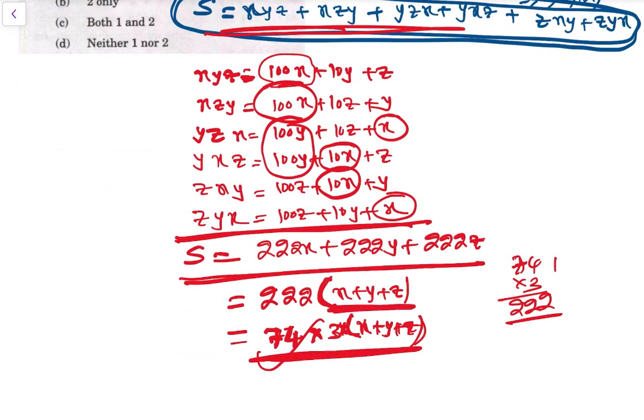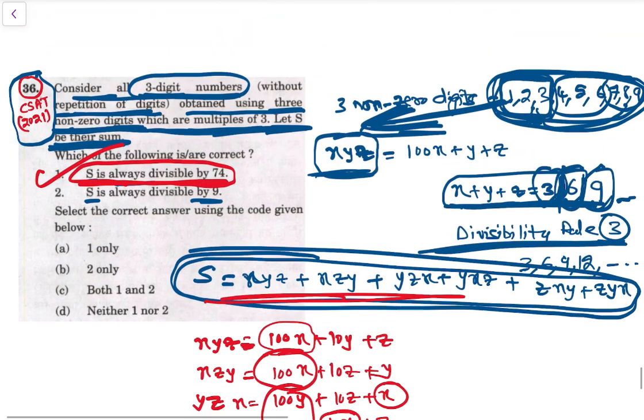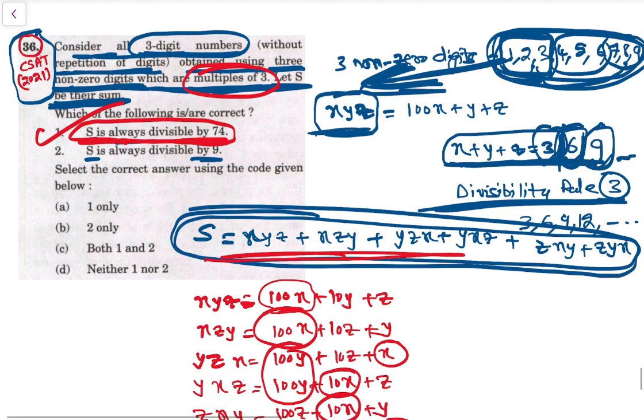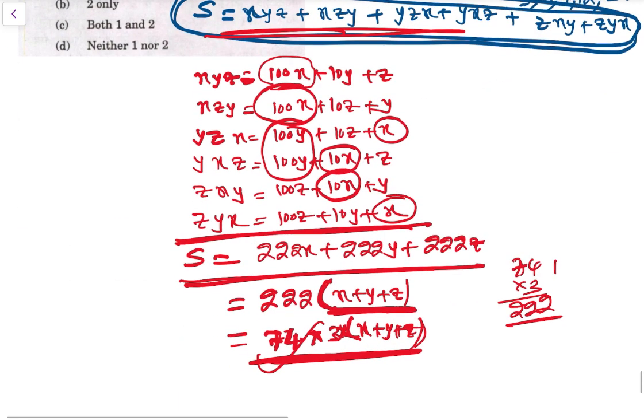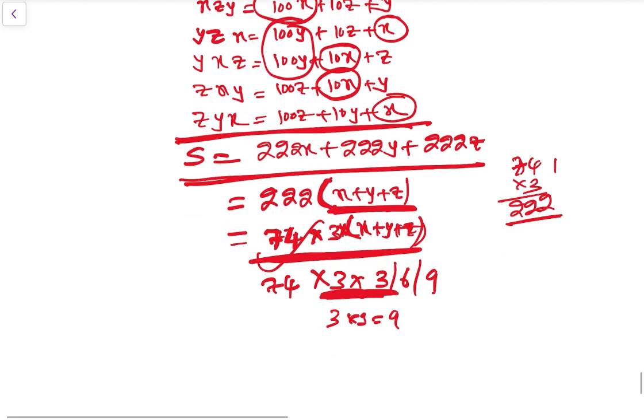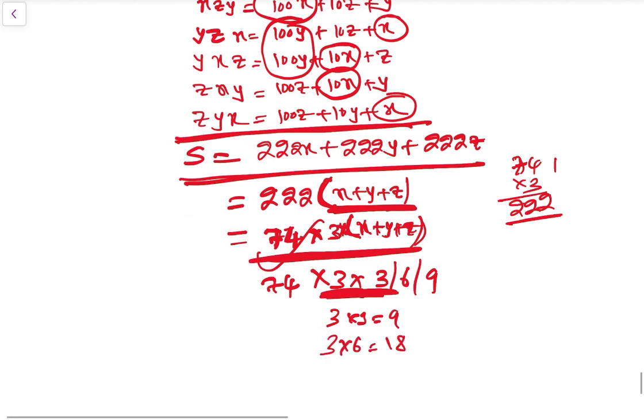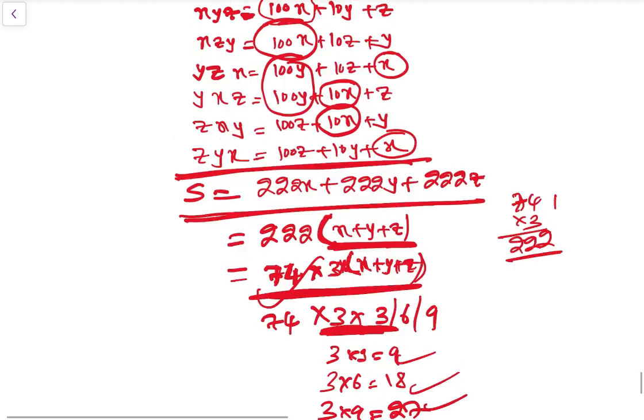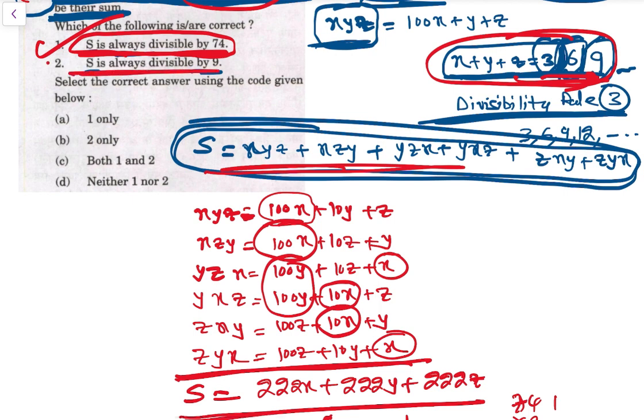Then x plus y plus z is a multiple of 3, and taking multiples of 3, x plus y plus z will be a multiple of 3. So it would be 74 into 3 into, here, 3 or 6 or 9, whatever comes. So whatever comes, it would be a multiple of 9. Like 3 into 3 will come, that is 9. So 3 into 6 is 18, which is a multiple of 9. 3 into 9 is equal to 27, again a multiple of 9. So when it is a multiple of 9, S is divisible by 9 also. So option C is the right answer.